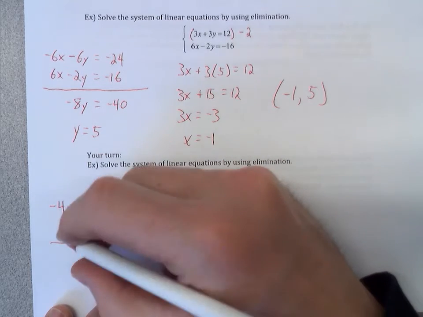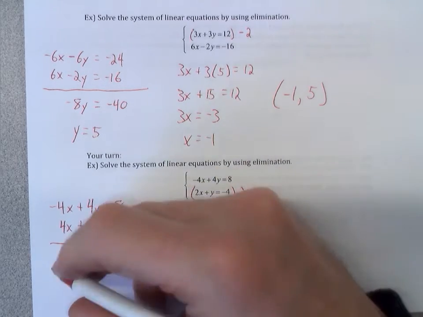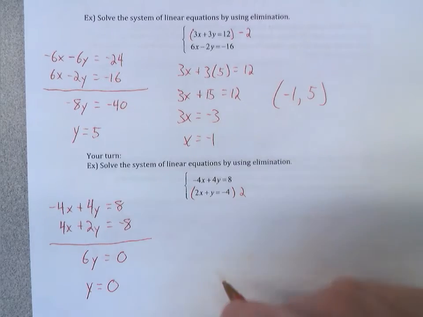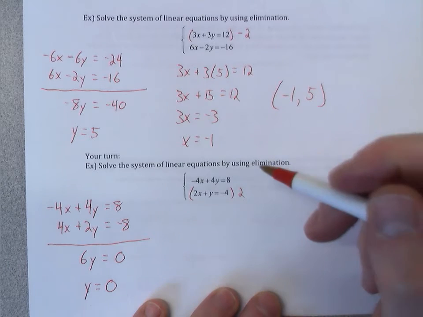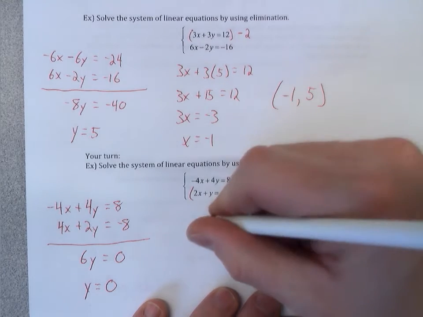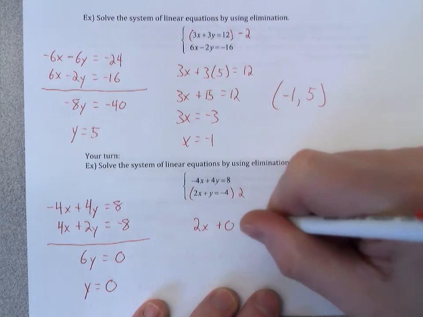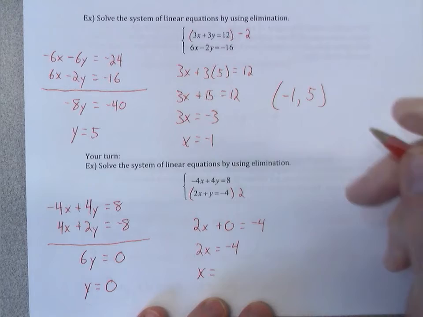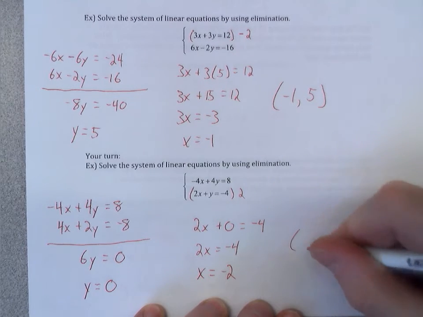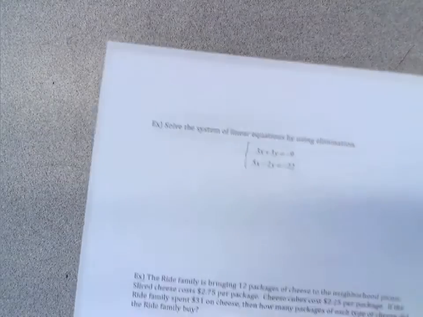I'm going to have 6y equal to 0 divided by 6. Therefore, y is equal to 0. That one's pretty easy. Now I can take 0 and plug it into either one of these equations. Plug it into this one. So I've got 2x plus 0 equals negative 4. That means 2x is equal to negative 4. Therefore, x is equal to negative 2. So my coordinates are negative 2 and 0. All right, let's look at one more problem that's like this on the back side here.